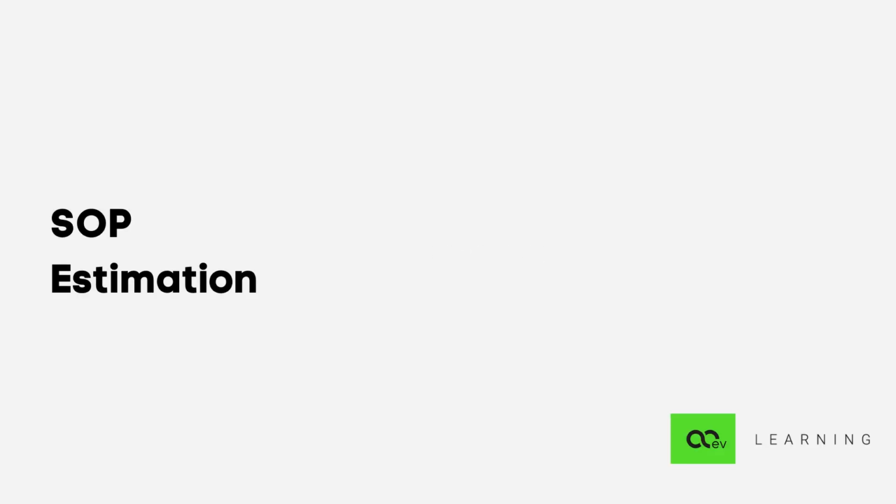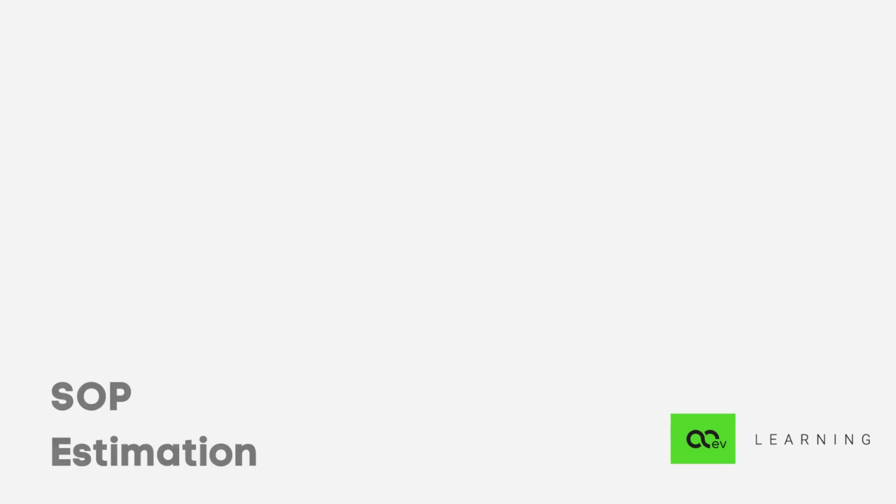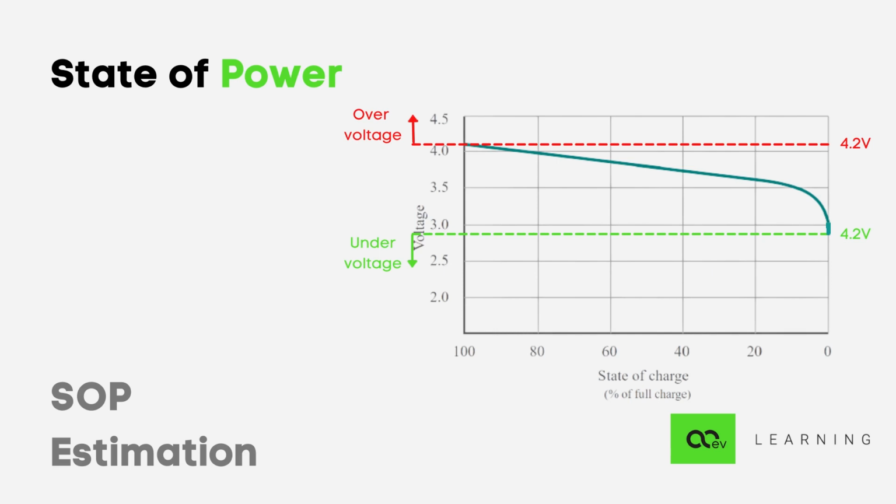In this session, we will have a look at state of power estimation. To understand this, we need to consider specific cases in the battery pack. In a battery pack, there is over voltage and under voltage protection. That means once the battery pack reaches over voltage, the BMS cuts off the power. Similarly, when the battery pack reaches under voltage, it cuts off the power.